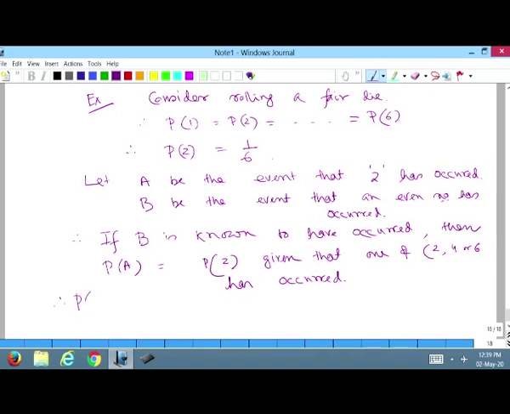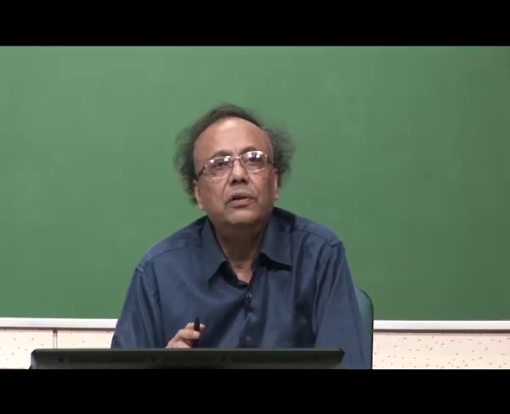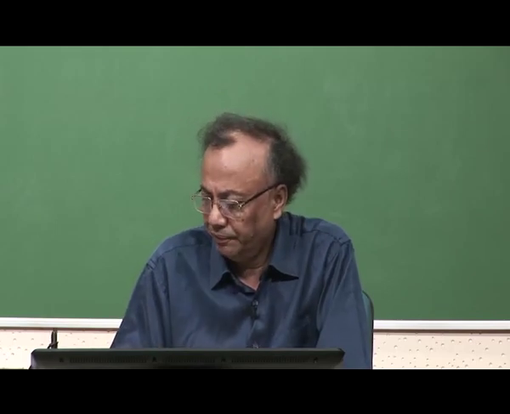Therefore, probability of 2 given even number has occurred is equal to 1 by 3, because it is one of these 3, each are equally likely, therefore 1 by 3. This is different from what we had earlier without the knowledge that B has occurred. So, this is the very basic of conditional probability.